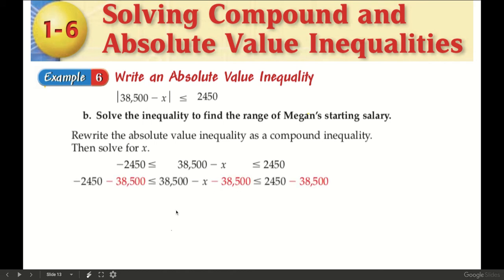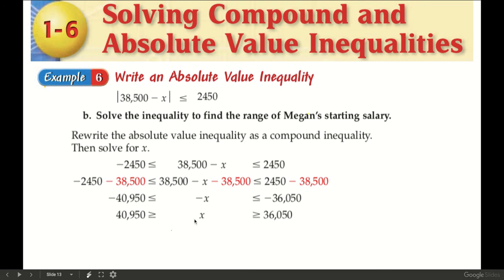So I'm going to go ahead and solve using that second method where I can solve all of it at the same time, right? I would subtract 38,500 from all three sides there. That would leave me with negative x being greater than or equal to negative 40,950 and less than or equal to negative 36,050. But again, I don't want to solve for negative x. I want to know what x is, right? Positive x. So I would divide everything, or multiply everything, by -1. When I do that, it changes the sign of everything, but it also flips the inequality symbols, right?